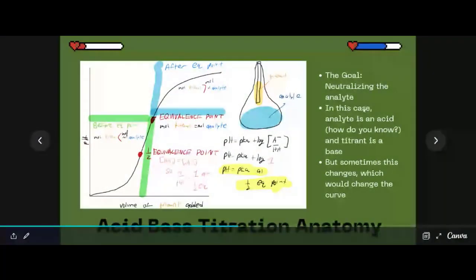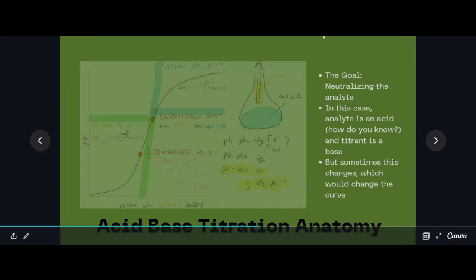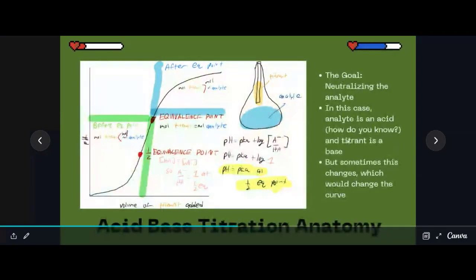So this is the diagram I drew. I'm not an art major, so please don't attack me for it. But I think this is really helpful. So let's go into detail, right? We have this beaker, the analyte and the solution in the flask, and then we're adding more titrant here. The goal is to neutralize the analyte. So in this case, the analyte is an acid.